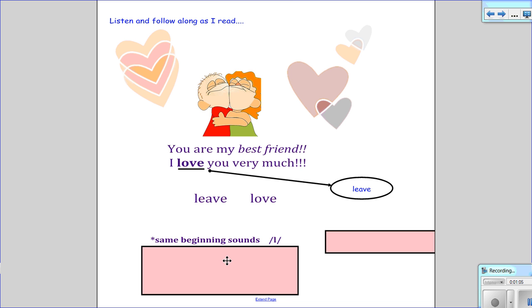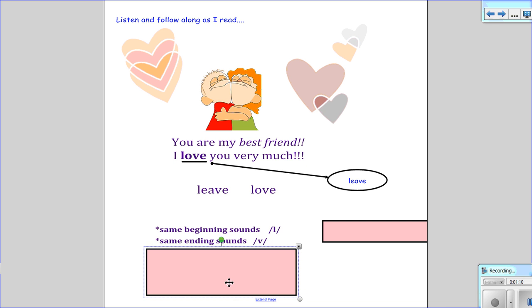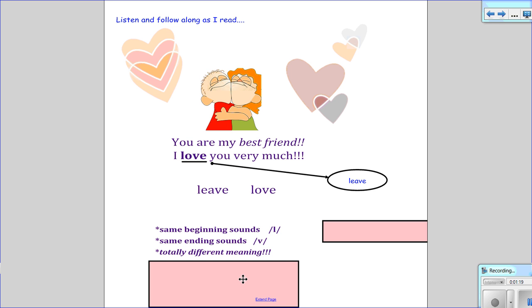They have the same beginning sounds. Oh, they have the same ending sounds. V. They even have the same silent E. But they have a totally different meaning. That's leave. This is something else. And that has a different middle sound. And so instead of leave, this word is love.